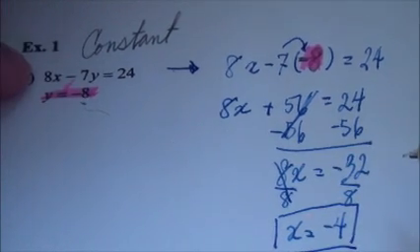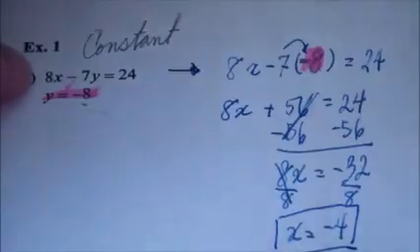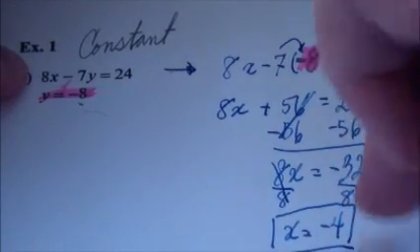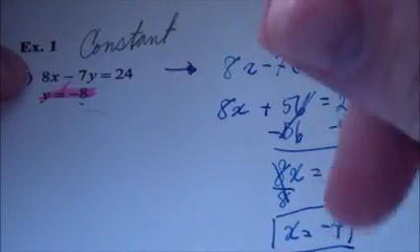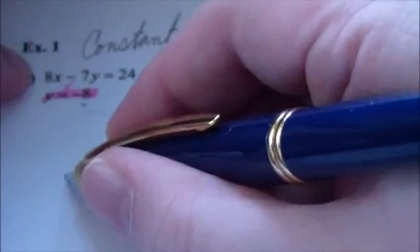What's nice about the constant term is we don't have to take this value and then plug it back into another equation, because x is negative 4, and y we already knew was negative 8. So with that said, we already can see our solution.